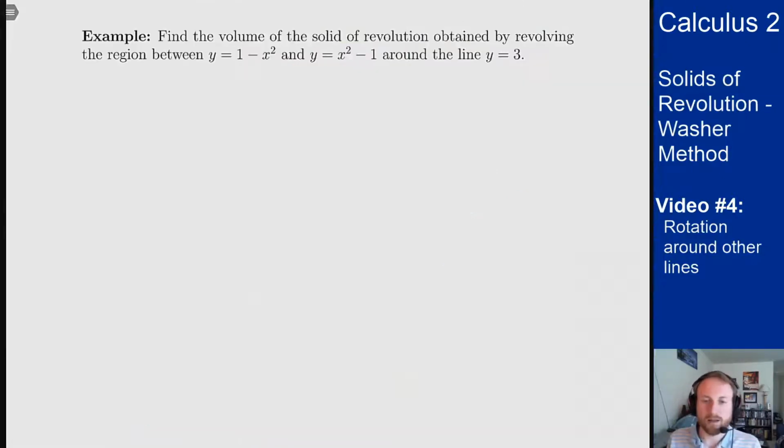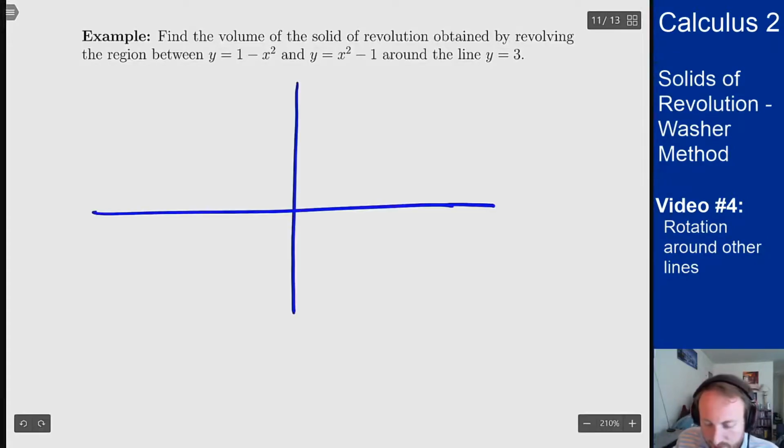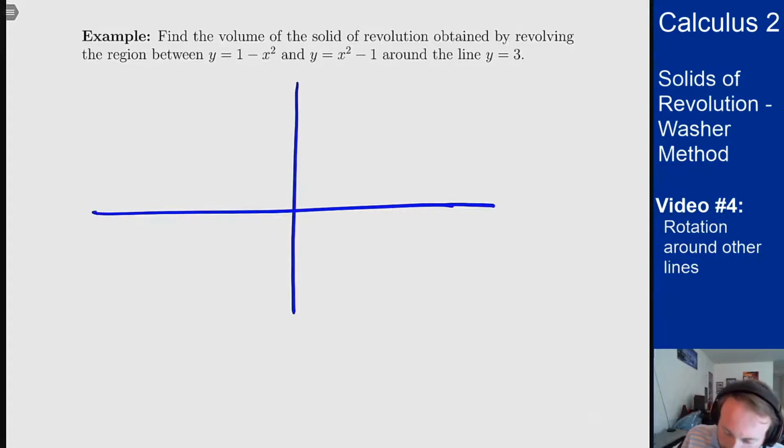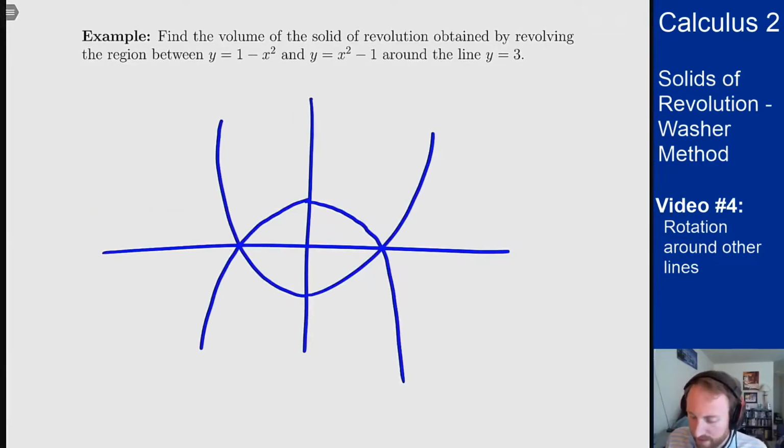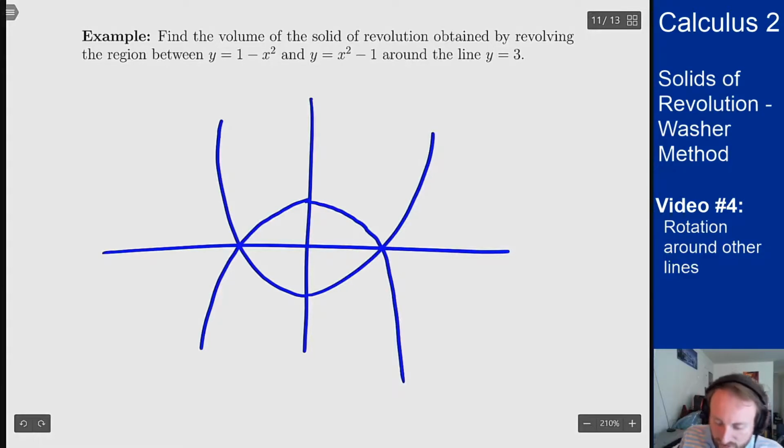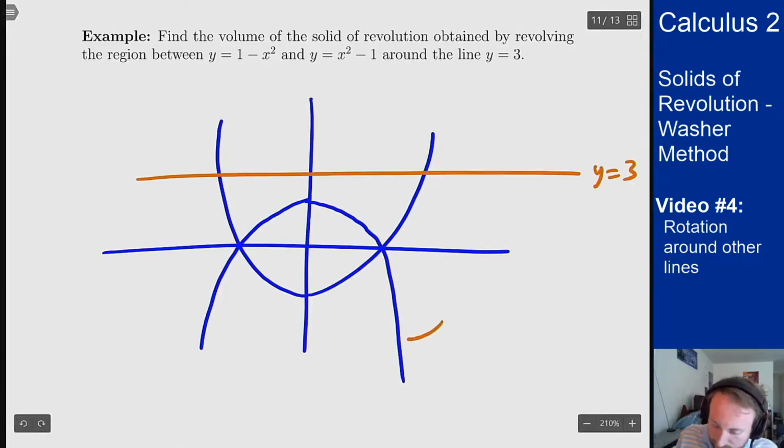And now let's look at an example. Find the volume of the solid of revolution obtained by revolving the region between y equals 1 minus x squared and y equals x squared minus 1 around the line y equals 3. These are both parabolas, one up, one down. Let's draw a picture and see what they look like. They're both going to cross at (1, 0) and (minus 1, 0). Something like that is your region. And the line you care about is y equals 3, which is going to be up here. So this graph here is 1 minus x squared, and this graph here is x squared minus 1.